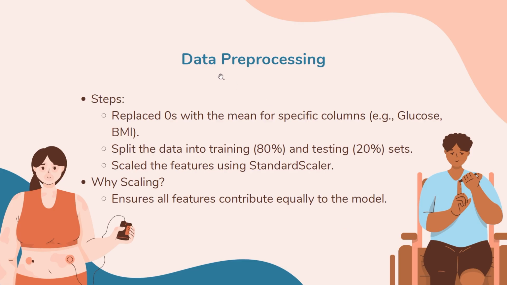So now the data preprocessing steps. We will replace the zeros with the mean for specific columns, for example glucose and BMI, and we need to split the data. We will split the data such that 80% is used for training and the rest of the data we will use for testing, and we will scale the features using a standard scaler. Why is there a need for scaling? To ensure that all the features contribute equally to the model, we will do the scaling of the features.